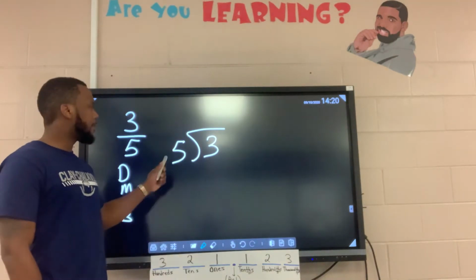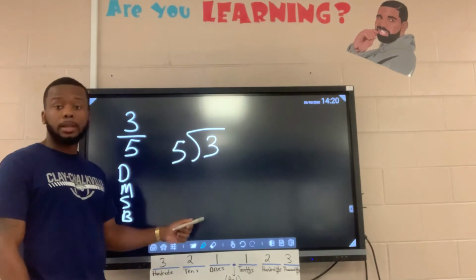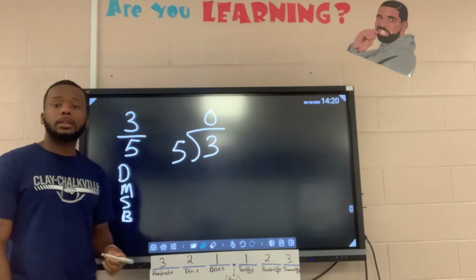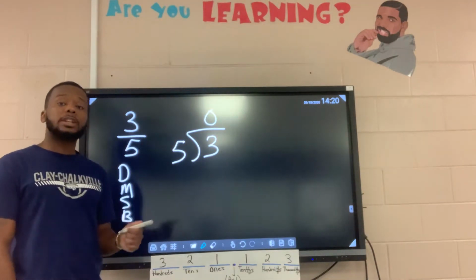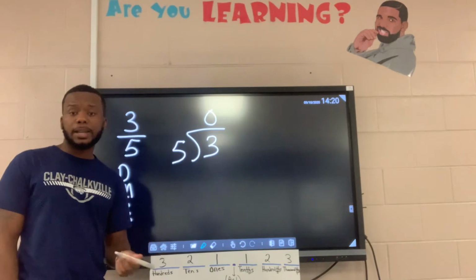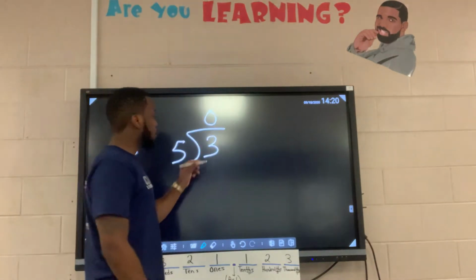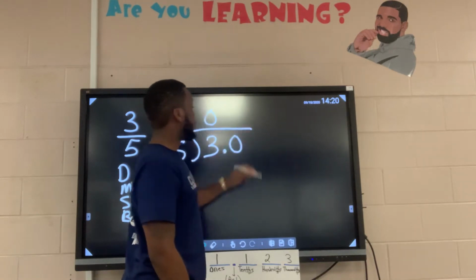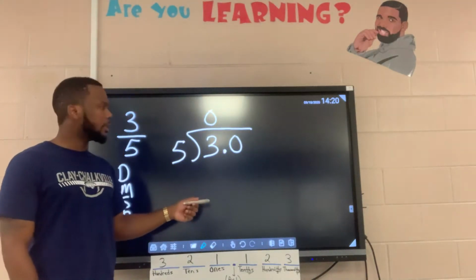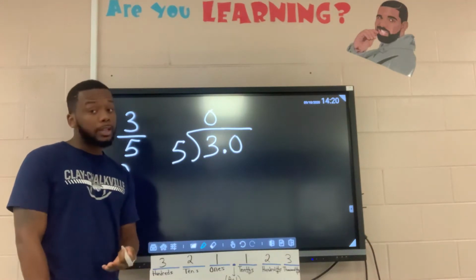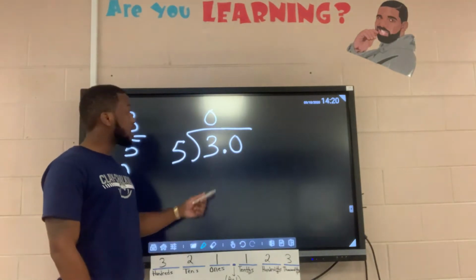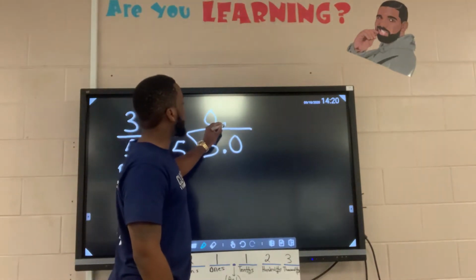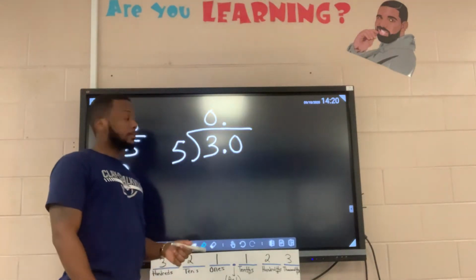I know that 5 cannot go into 3 because 5 is too big. So I'm just going to start off by putting a 0 on top of that 3. And since we want to change a fraction to a decimal, this is where the decimal comes into play. We're going to add a decimal behind the 3 and also add a 0, because adding a 0 behind the 3 doesn't change the value. It's still 3. And since we added a decimal right here in our dividend, we're also going to go straight up and add a decimal in our quotient.